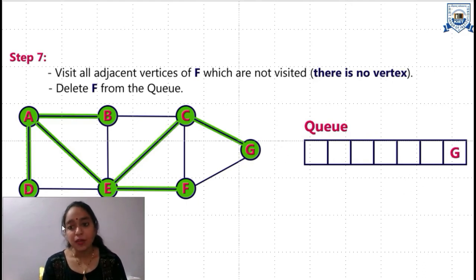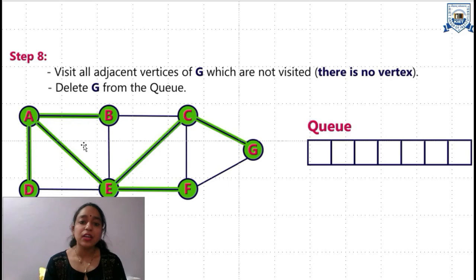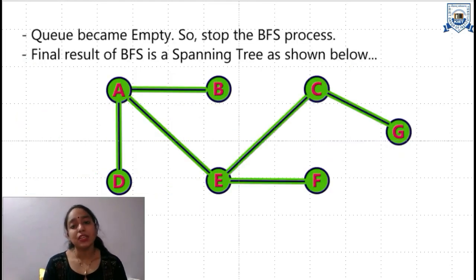Next is G. We will be finding all the vertices which are adjacent to G which are not visited, but there is no such vertex present in the graph which is not yet visited. So we will delete G from the queue. Now Q becomes empty. So we will be stopping the breadth first search process, and the final result for the breadth first search is a spanning tree as shown.